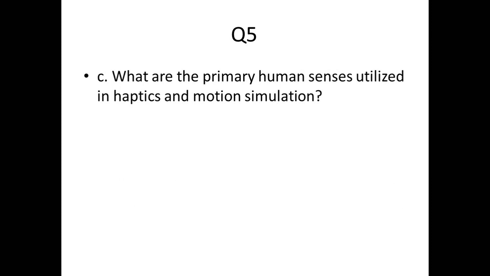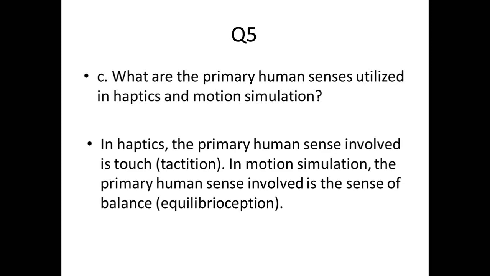What are the primary human senses utilized in haptics and motion simulation? In haptics, the primary human sense involved is touch, and in motion simulation, the primary human sense involved is the sense of balance.